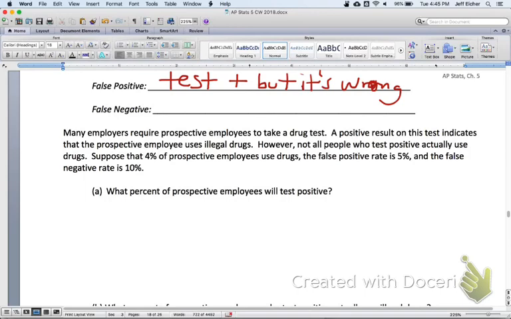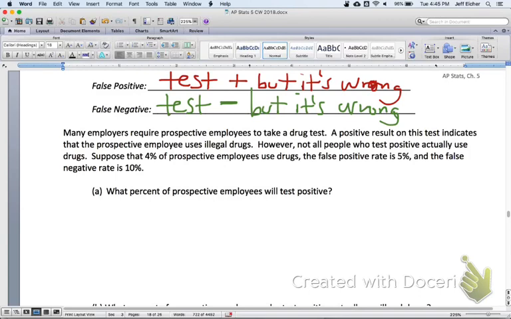False negative is kind of the same thing. The test says negative. You do not have cancer, but it's wrong. That would be very disappointing and a problem too if you're going around thinking you don't have cancer, but in reality you do, and it goes undetected.